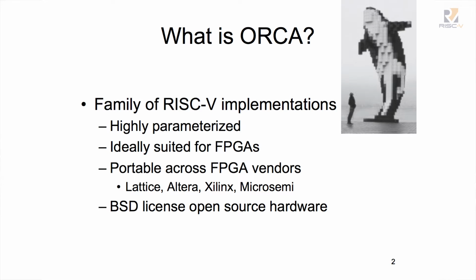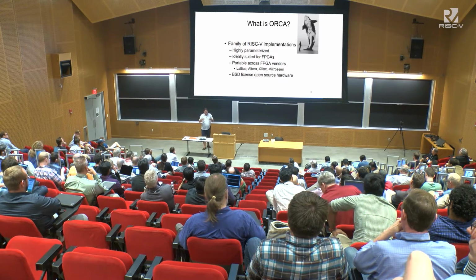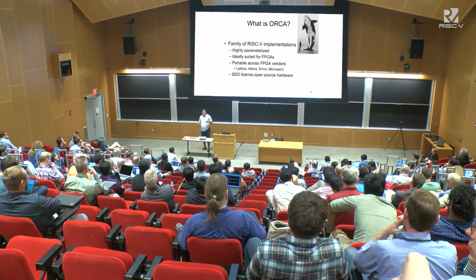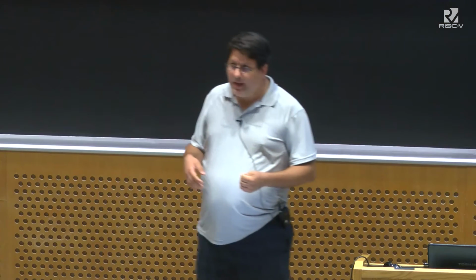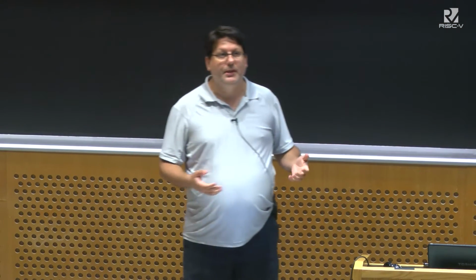Our RISC-V implementation that we've developed is called ORCA, and it's FPGA optimized. What does that mean? Well, it means it's highly parameterized. We can have many different possible implementations; we just choose the settings at compile time. Because it's an FPGA, we can change it all the time. We've also made great effort to make it area efficient and portable across different vendors. And it's available under an open source license if you want to use it.